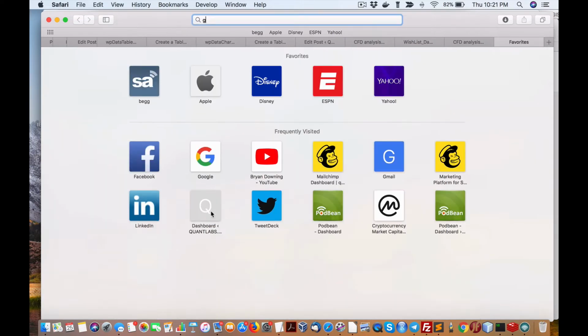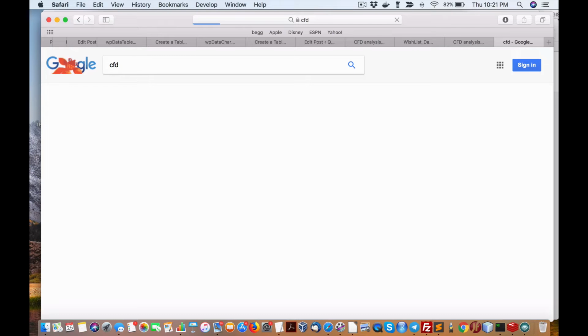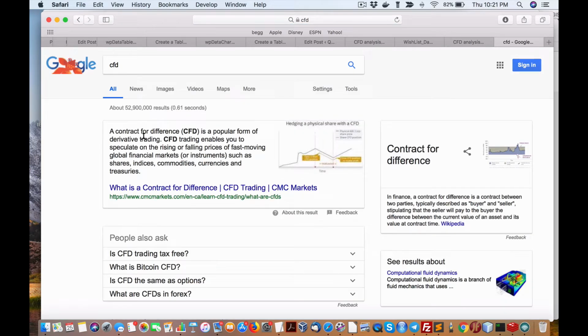Let me first refer to what CFDs are. I'm not going to get into it, but if you look up what a CFD is, contract for difference, a popular form of derivative trading, you can speculate on rising and falling prices of fast-moving global financial markets, instruments such as shares, indices, commodities, currencies, and treasuries. So it includes all of these. And again, this comes from Oanda. Think of it as a poor man's way to get into the derivatives market in these areas: indexes globally, commodities, currencies, and treasuries or fixed income.